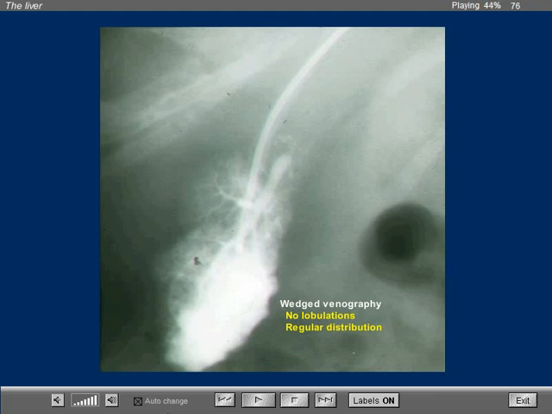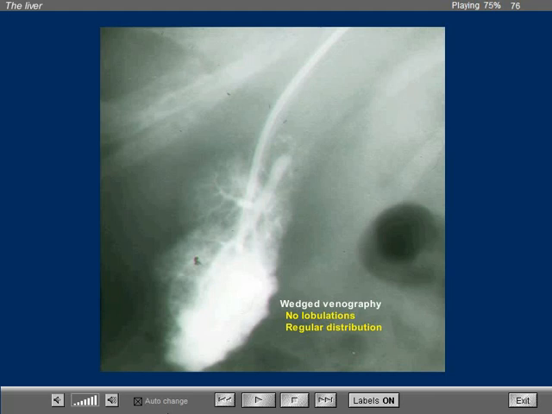When a gradient is high between the wedged and the free position, by definition the patient has portal hypertension, and this is usually the result of cirrhosis of the liver. After we do manometry, the catheter is re-wedged, and in that position contrast material is injected. A small amount of contrast material is slowly infused, and we get then what is called a wedged venogram.